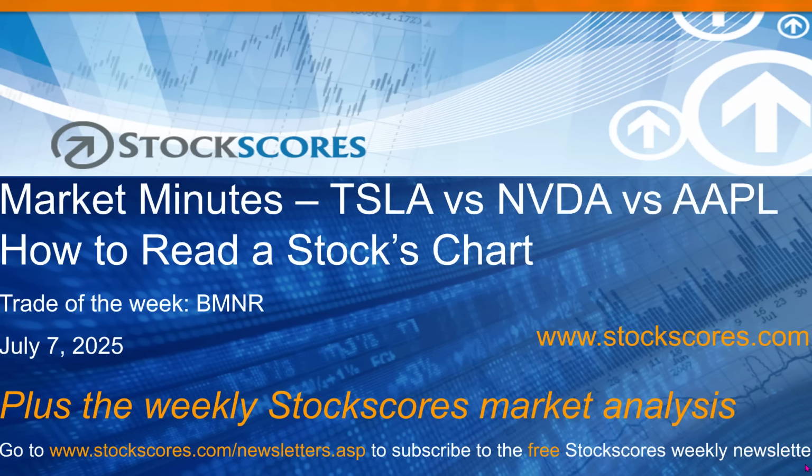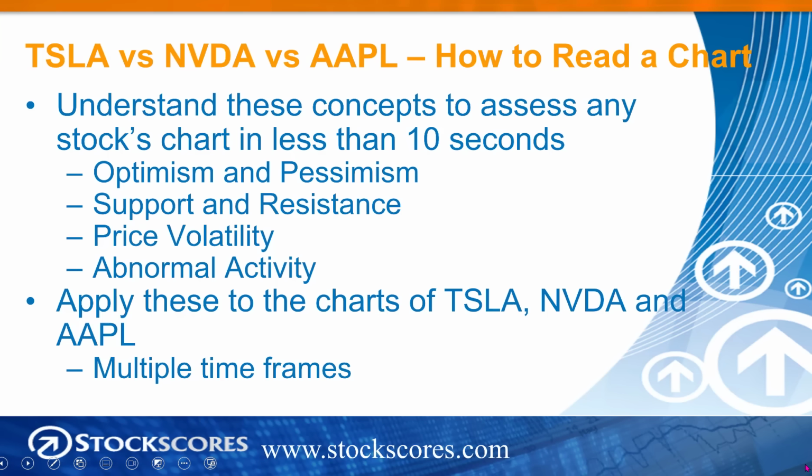All right, but let's get into our topic of the week, which is the charts of Tesla, Nvidia, and Apple and how to read these charts. Now, if you understand 6 simple concepts, you can assess any stock's chart in less than 10 seconds. I'm going to show you with these 3 stocks, and then I'll also revisit these concepts at the end of the video when we look at the trade of the week. The 6 concepts are optimism and pessimism, support and resistance, price volatility, and abnormal activity.